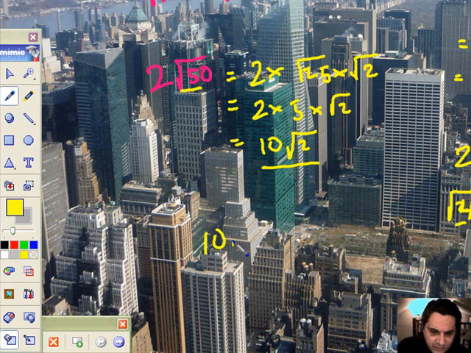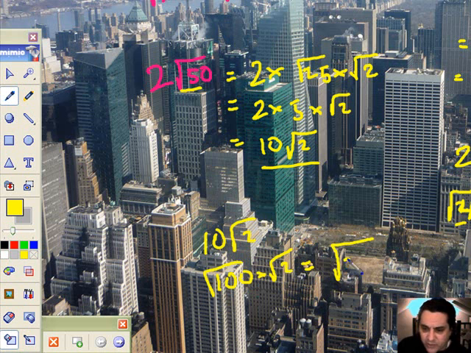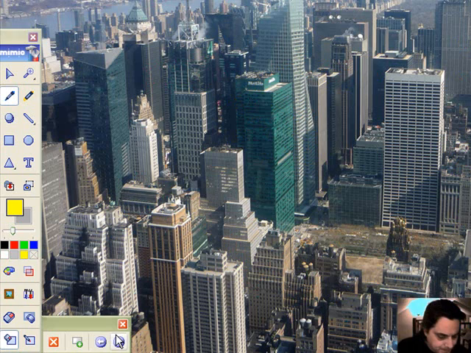And the last one, I've got 10 root 2's. Well, 10 squared is 100. So it's the square root of 100 times the square root of 2, essentially the square root of 200. Is that alright? That's that done. Question 4 wants me to rationalise a few bits and pieces, and it's claiming it's A star.